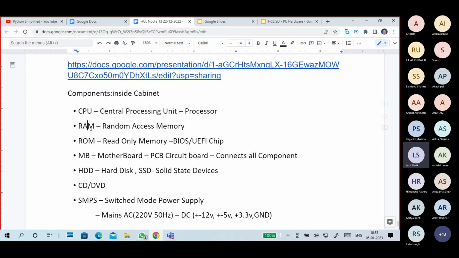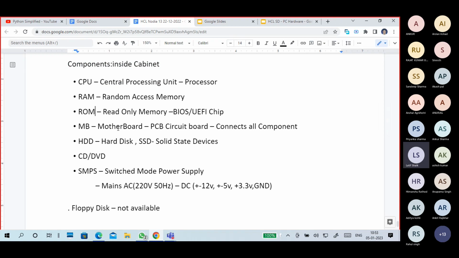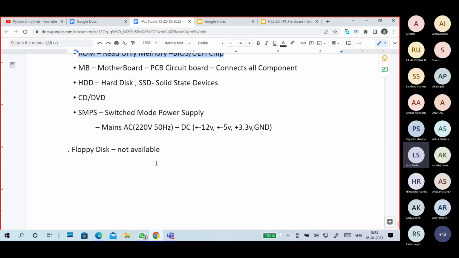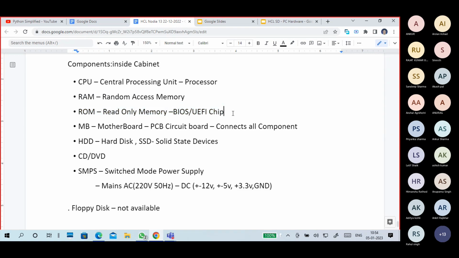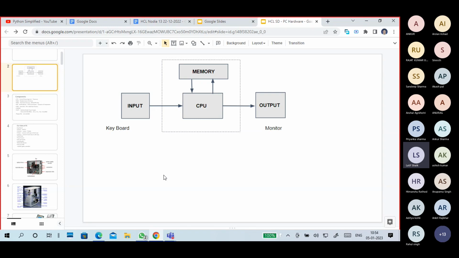CPU is there, RAM is there, ROM is there. ROM is not a separate component; both the RAM and ROM are on the motherboard. ROM is actually not a direct component, it is on the motherboard. Then motherboard, hard disk or SSDs, CD-ROM, DVDs, SMPS, and of course floppy disks are there. So these are the basic components, and here is one traditional block diagram.